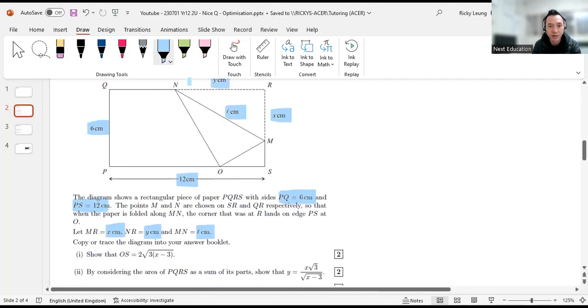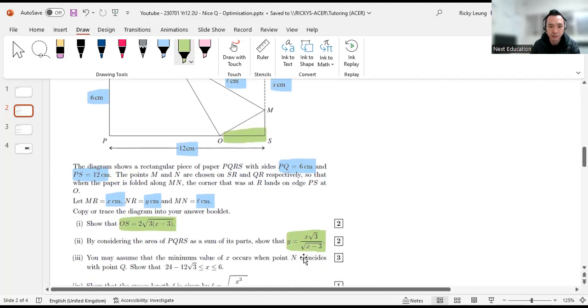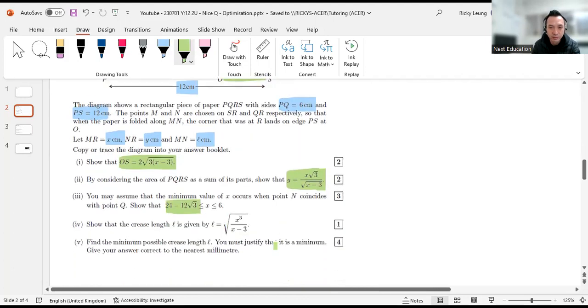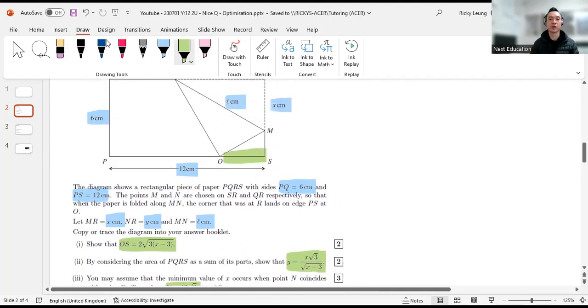Show that OS, where's OS? This one? Looks like Pythagoras. Then show that by considering PQRS as a sum of the parts, Y equals that. Then show another thing, and then the maximum minimum question, 4 marks: the minimum possible length of L. There's a lot to unpick there, right? Let's take this slowly, one by one.